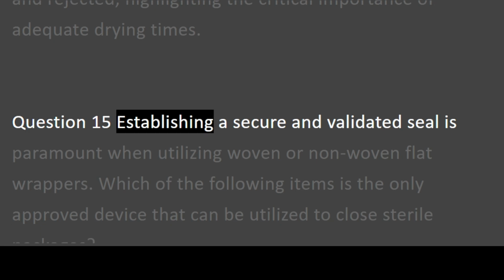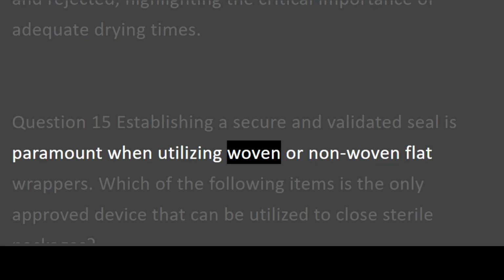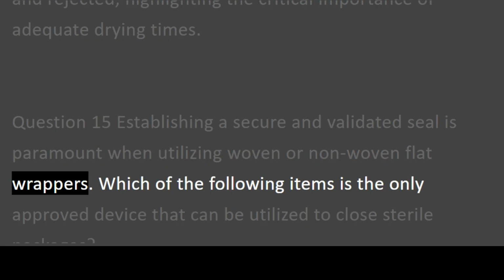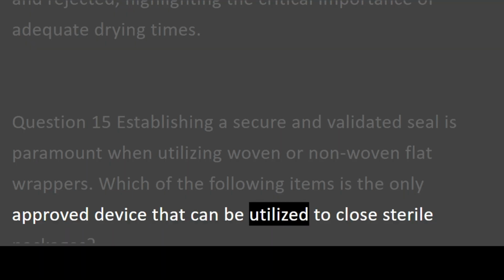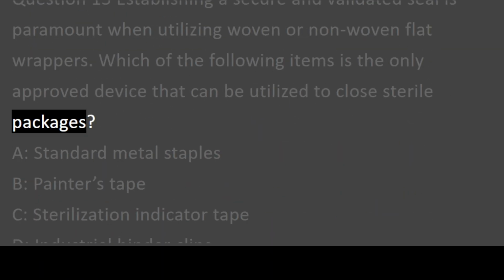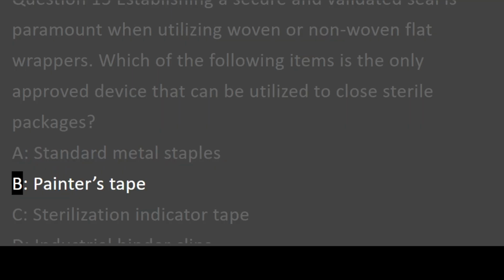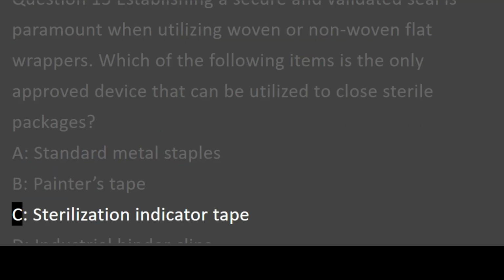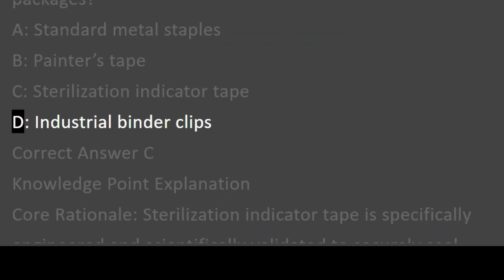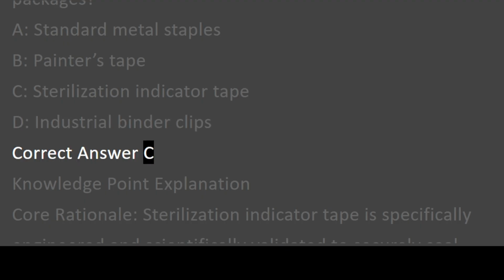Question 15. Establishing a secure and validated seal is paramount when utilizing woven or non-woven flat wrappers. Which of the following items is the only approved device that can be utilized to close sterile packages? A. Standard metal staples. B. Painter's tape. C. Sterilization indicator tape. D. Industrial binder clips. Correct answer C.